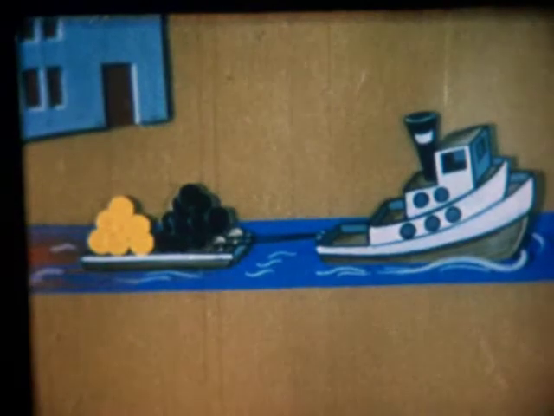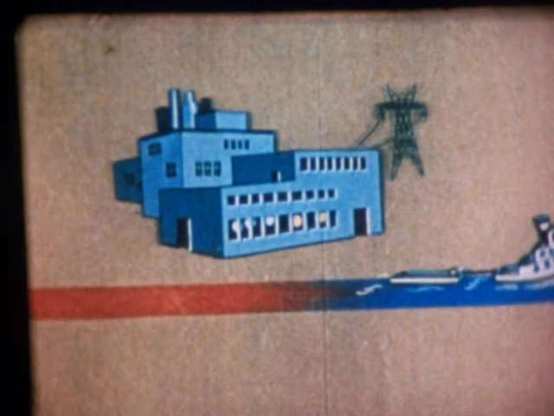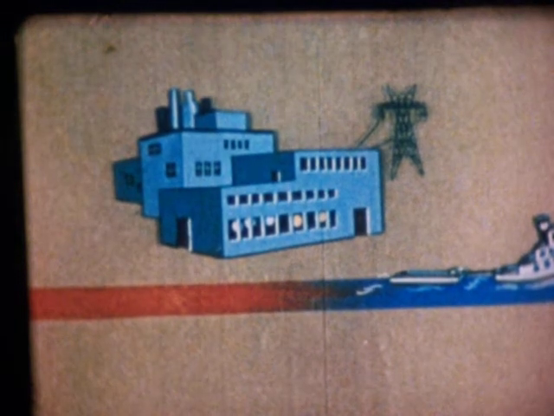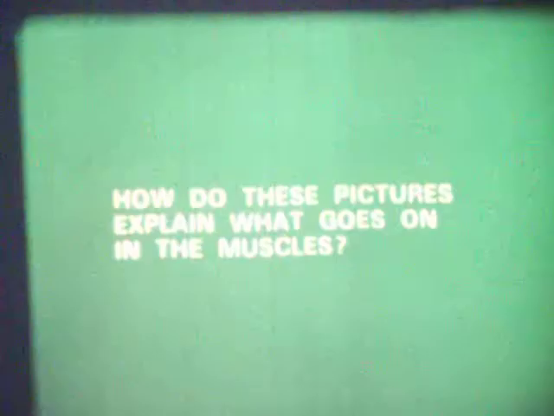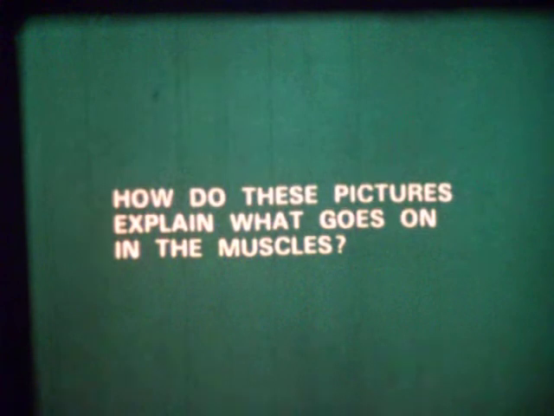Just as a power plant requires raw materials to release energy and its residue of waste products, so does a muscle. In this case, the raw materials, food and oxygen, are delivered to the factory by the barge in the bloodstream. Observe the release of energy and removal of carbon dioxide and wastewater. How do these pictures explain what goes on in the muscles?